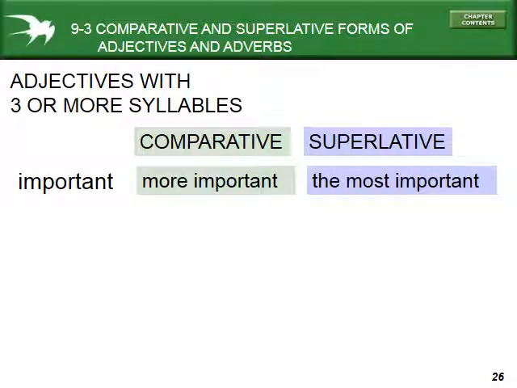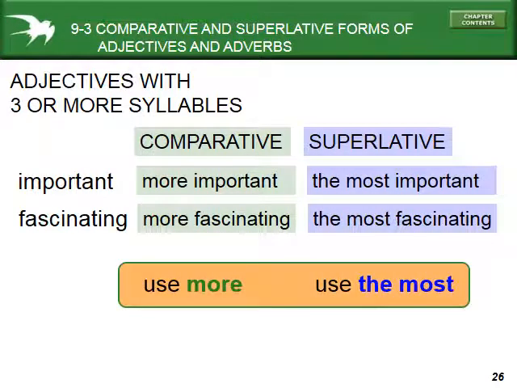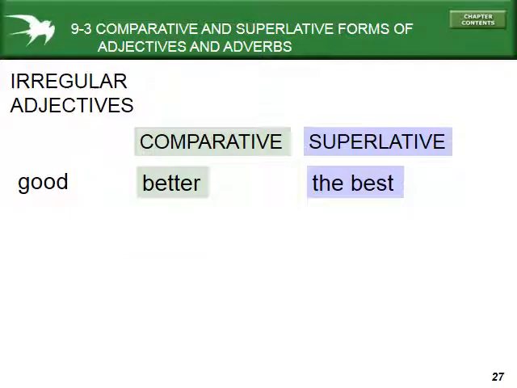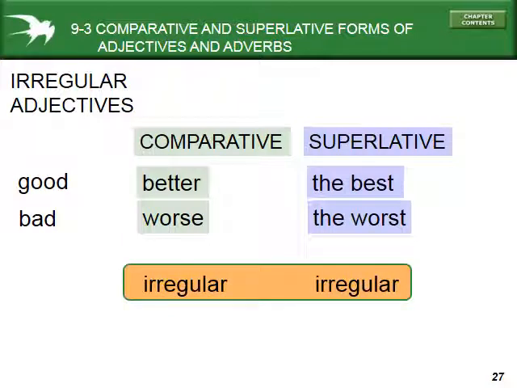So those are the 3 groups of 2-syllable adjectives. Now, when we're talking about adjectives of 3 or more syllables, we're always going to be adding more or the most. So important becomes more important, the most important, fascinating, more fascinating, the most fascinating. Okay. And then there are some exceptions where we have a couple of irregular adjectives. So good is better, the best. Bad is worse, the worst. Okay, so these are some irregular ones that you need to learn. These are the 2 big ones, good and bad.